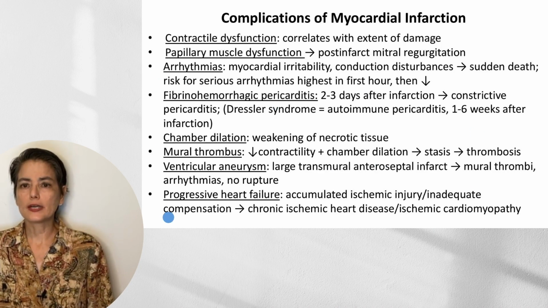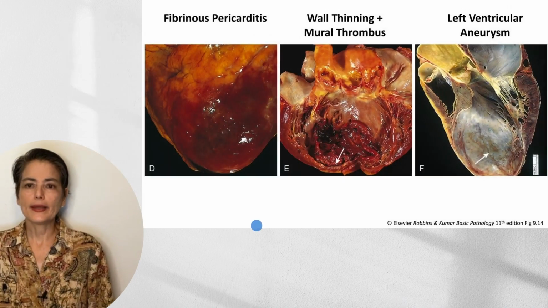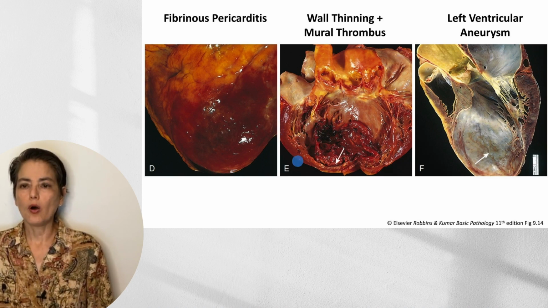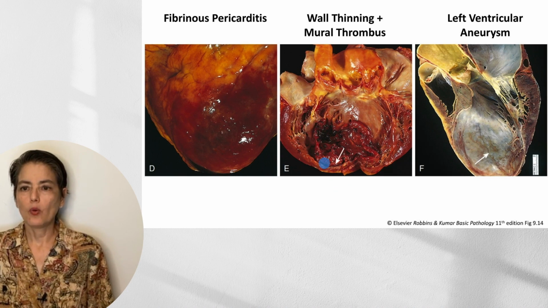Now let's take a look at some of these findings. Here we have a beautiful example of fibrinous pericarditis. You can see here it's this hemorrhagic appearance. There's another image of fibrinous pericarditis in the patterns of acute inflammation video. Here you can see wall thinning. So the wall here of this left ventricle is very attenuated. Compare it here to the regular wall thickness.